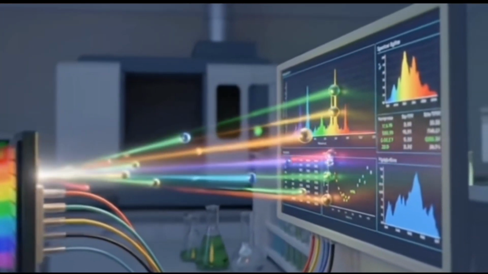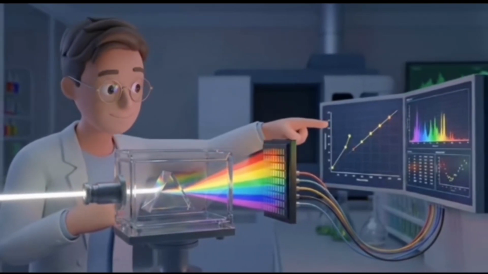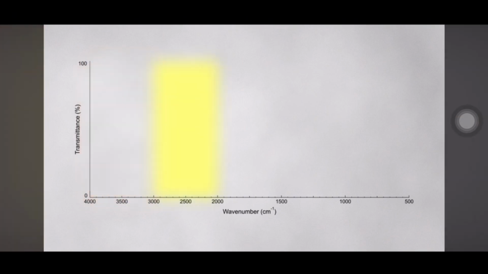In conclusion, IR spectroscopy works by passing infrared radiation through a sample and measuring which wavelengths are absorbed. The resulting spectrum helps identify functional groups and provide information about the molecular structures of the samples.